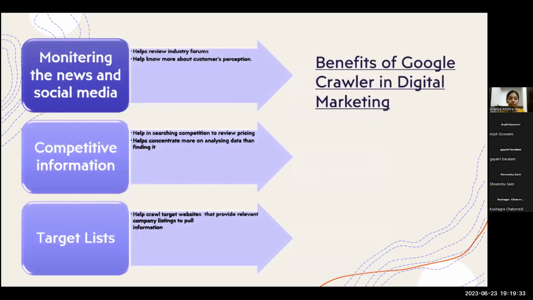Second, here I have mentioned three basic benefits of Google crawler in digital marketing. First is monitoring the news and social media. So Google crawler helps in reviewing industry forums. Now the second is competitive information. Google crawler helps in searching competition to review pricing. It also helps concentrate more on analyzing data than finding it, as it helps us to fetch information through crawling. Third is target list. It helps crawl target websites that provide relevant company listings to pull out information.